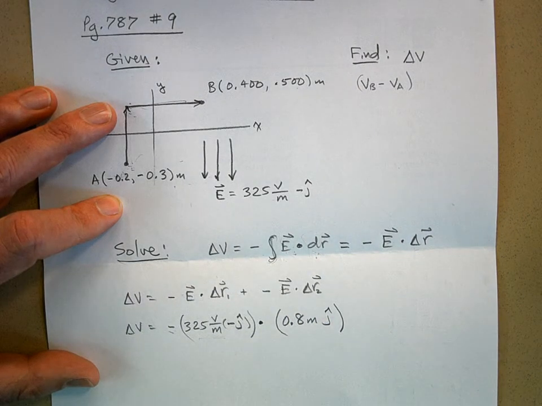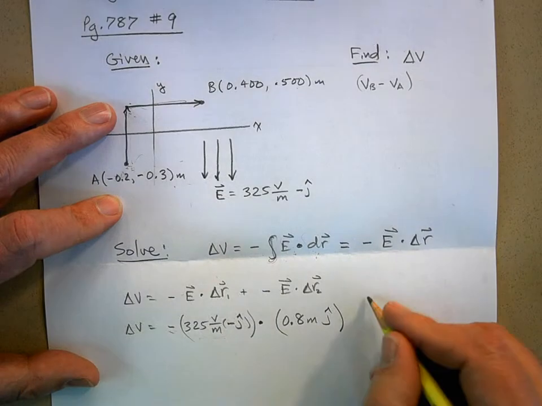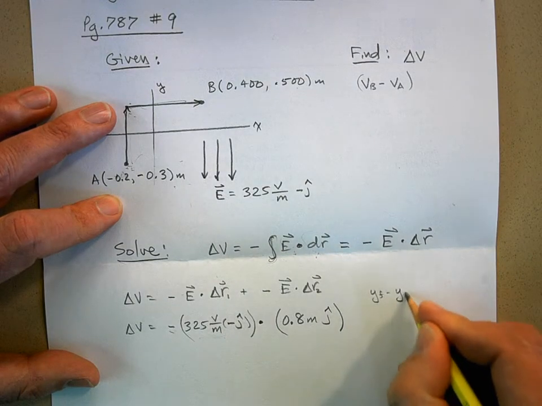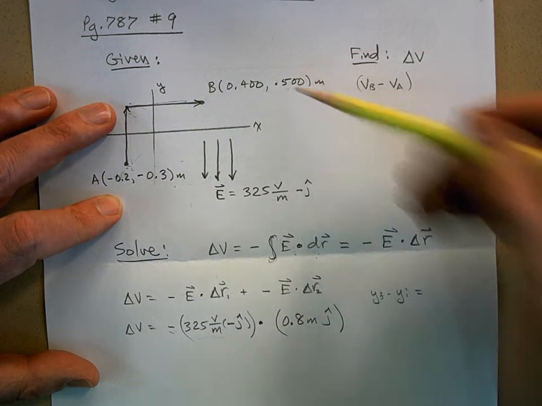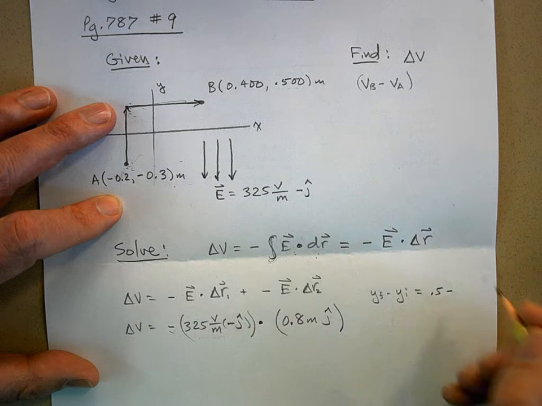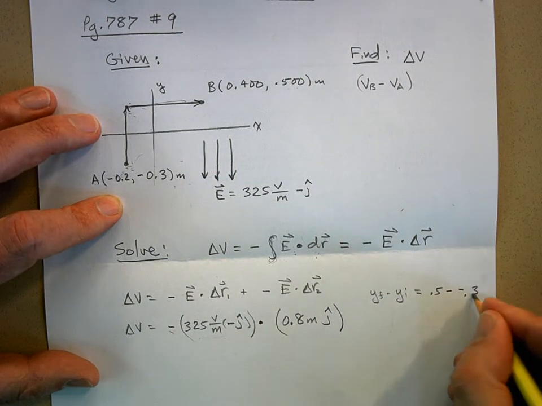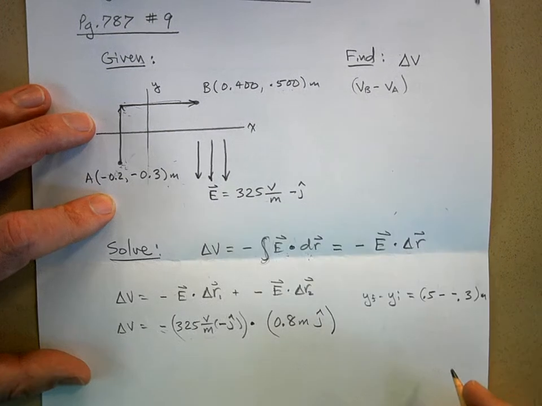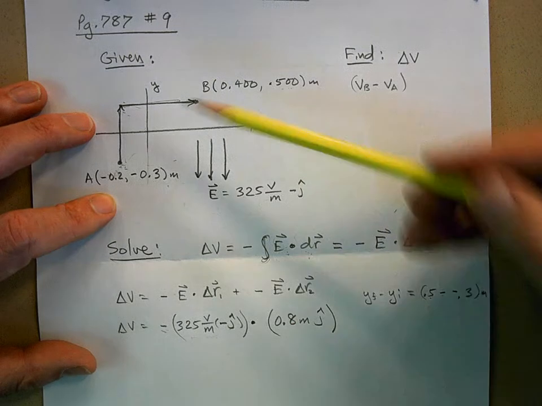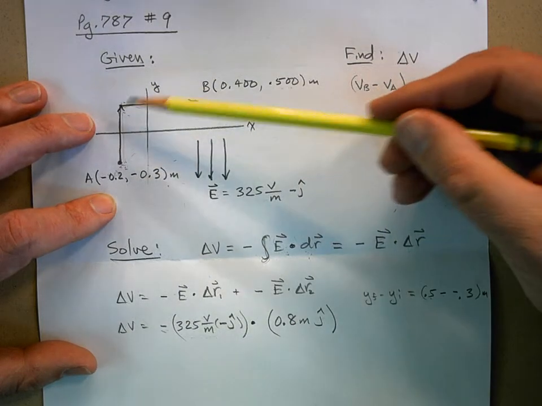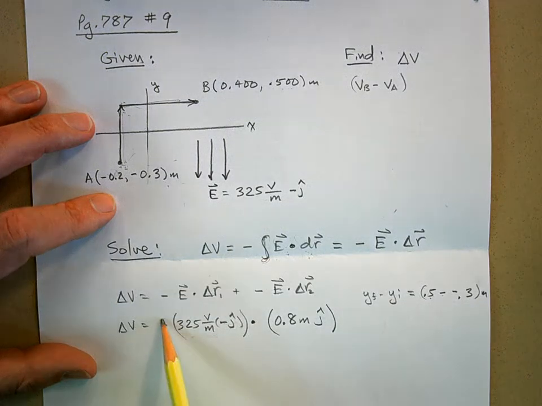Do you see that? Going from here to here, it's y final minus y initial, and y final is 0.5 minus y initial, which was negative 0.3 meters. So 0.5 minus negative 0.3 is 0.8 meters. But it's pretty obvious when you draw a picture of it. I didn't draw this to scale very nicely, but oh well. So this negative goes away.